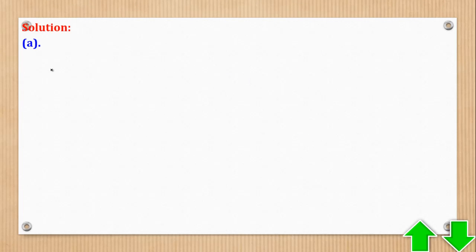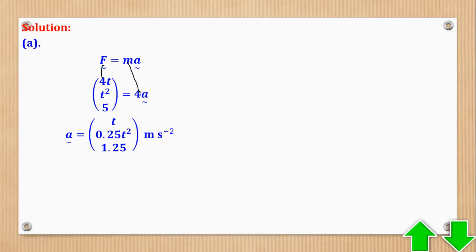So first of all, we know that F is equal to ma from Newton's second law, so we shall come and substitute for F and for m so that we can get the value of a. So when you take this 4, this side becomes a quarter, so a quarter times 4 gives 1, remain with t. A quarter gives you 0.25 here. A quarter with this gives you 1.25. Don't forget the units. In mechanics, units must be seen.